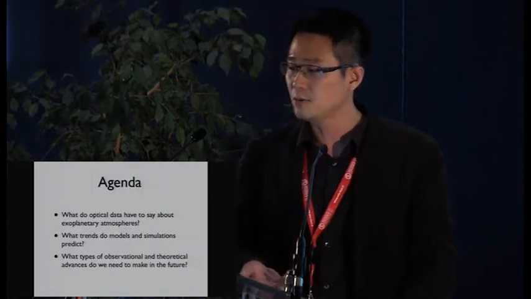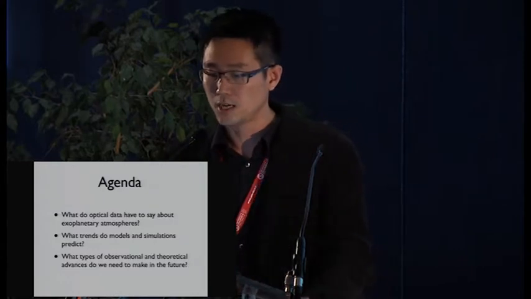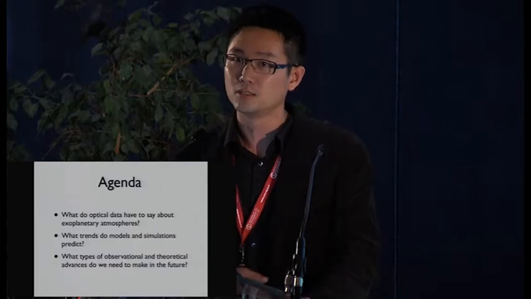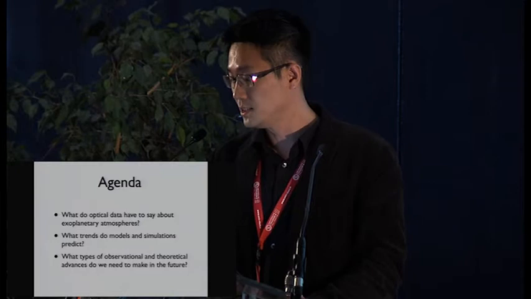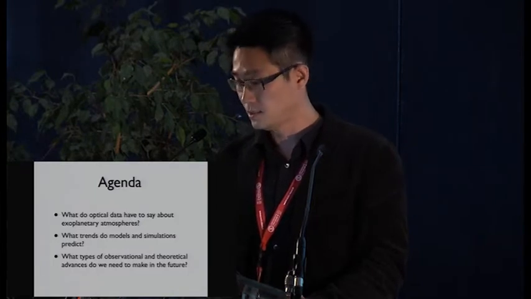This is the agenda I want to go through. I want to ask these three questions and try and address them, if not answer them. What do optical data have to say about exoplanet atmospheres? That's the first thing you would ask. What trends do models and simulations predict? And what kind of improvements do we need to make, both observationally and theoretically, in the future?